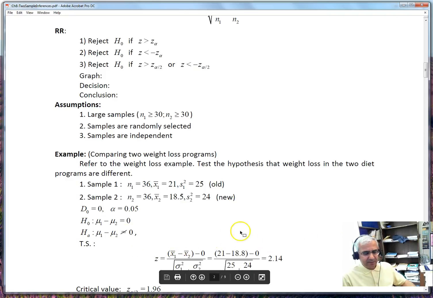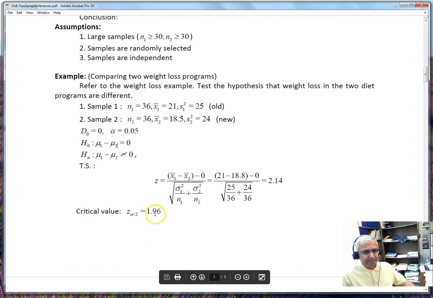So in this case, we use this test statistic. This is our formula. We substitute x bar 1 is 21, x bar 2 is 18.8, d0 is 0. The sample variances we use are estimates: 25 with sample size 36, and 24 with sample size 36. Now you need to use your calculator and make sure you got the same number as I got here.